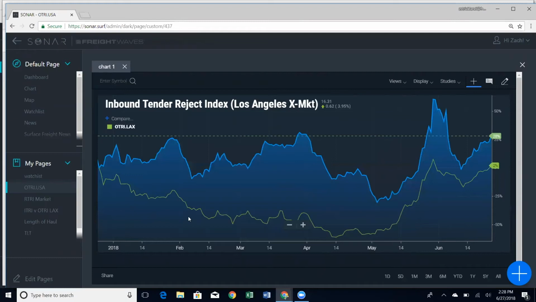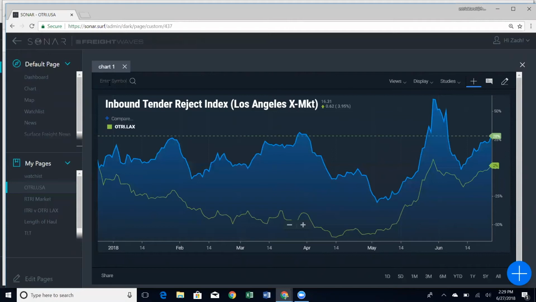Are there any plans to make this available for analysis? Whoops, sorry, I got a little bit ahead of myself. Are we able to show differences in different indexes plotted? Example, the outbound tender reject index for LA versus the inbound tender reject index for LA, rather than just plotting them both on a chart. Do you have any plans to allow showing difference in different index plotted rather than just plotting both?